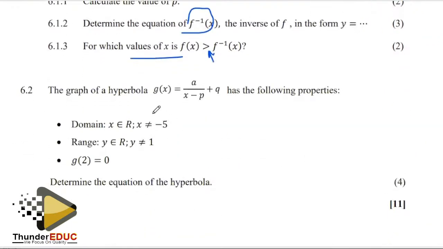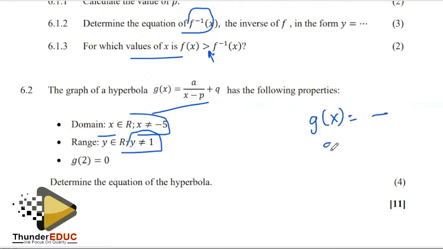Then we have this hyperbola. They gave us the conditions. So domain, those are x values. X cannot be this. This is an asymptote, the vertical. Then range is this. Y cannot be that. This is a horizontal asymptote. Then G of 2 is 0. So remember the original must be G of X is equal to something. But now they're telling us G of 2. So where there is X, we've replaced it with a 2. So that's the coordinate point 2 and 0 because this is a Y.